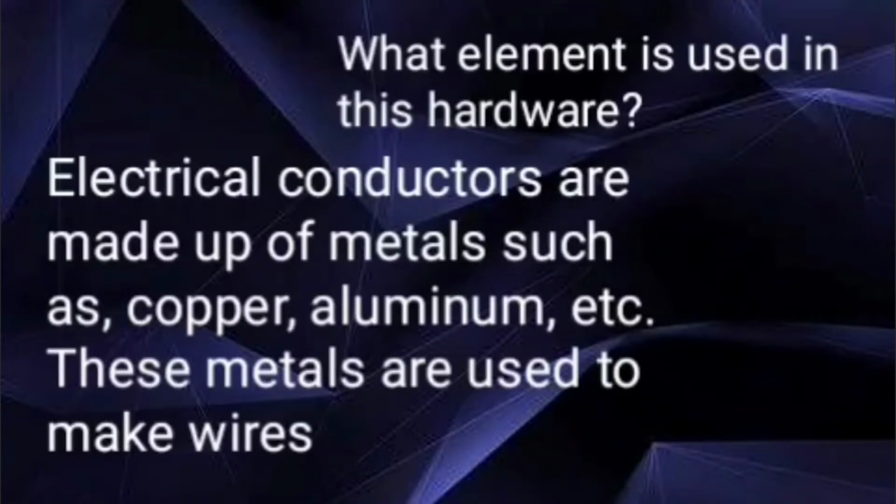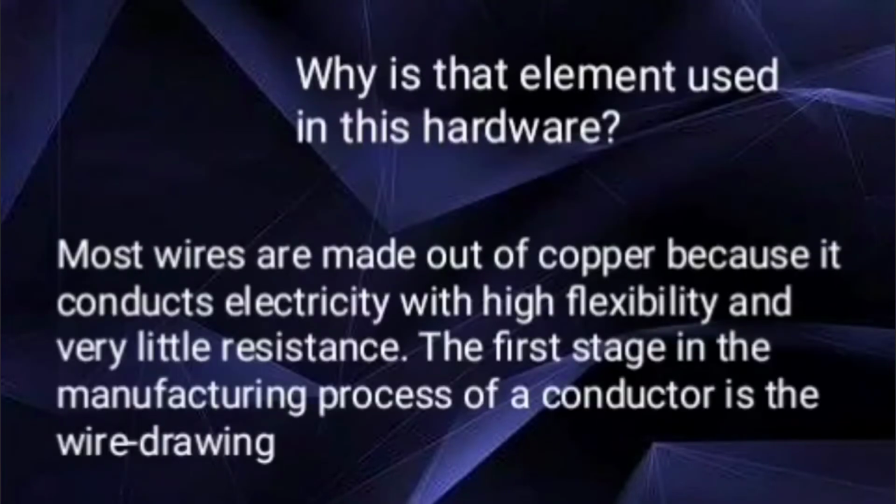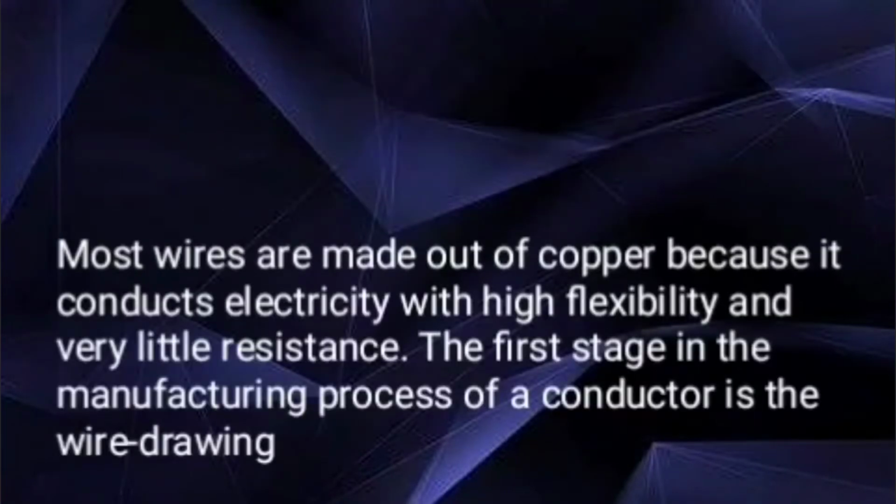Electrical conductors are made up of metals such as copper, aluminum, etc. These metals are used to make wires. Most wires are made out of copper because it conducts electricity with high flexibility and very little resistance. The first stage in the manufacturing process of a conductor is the wire drawing.